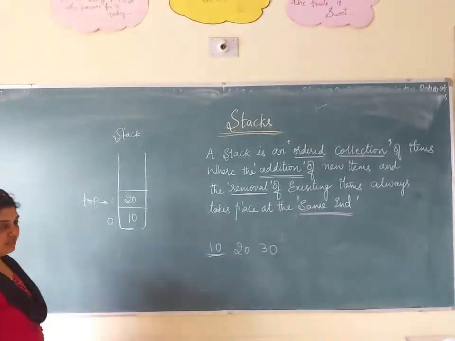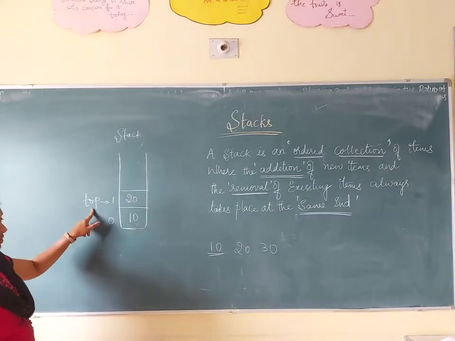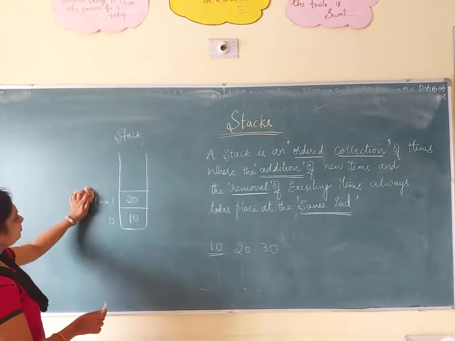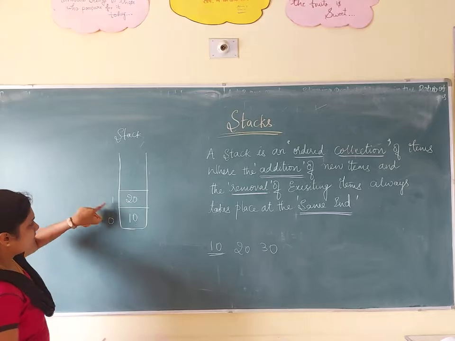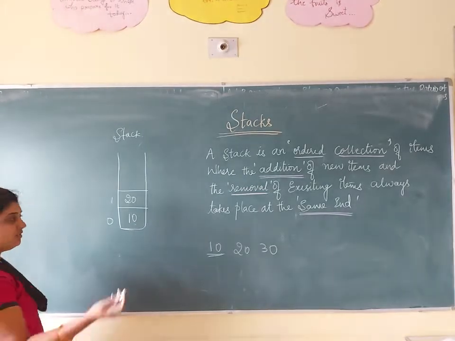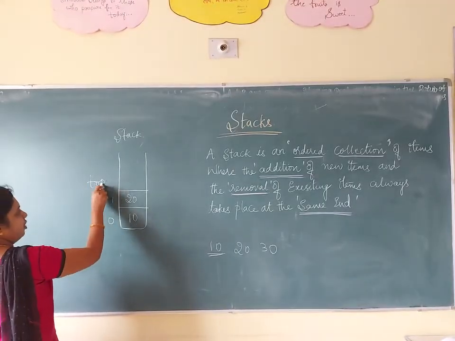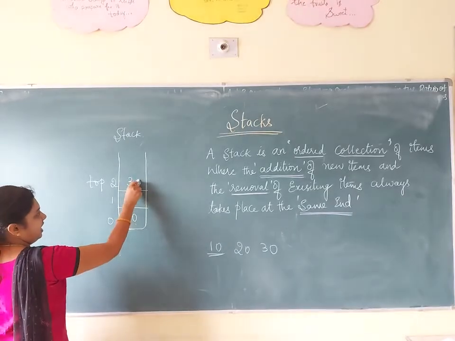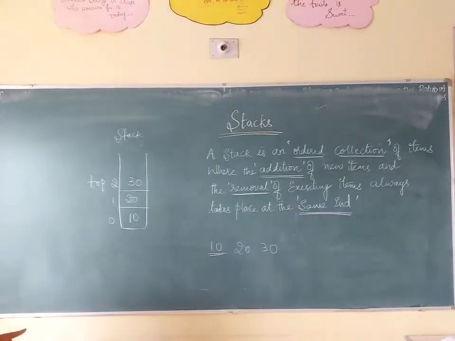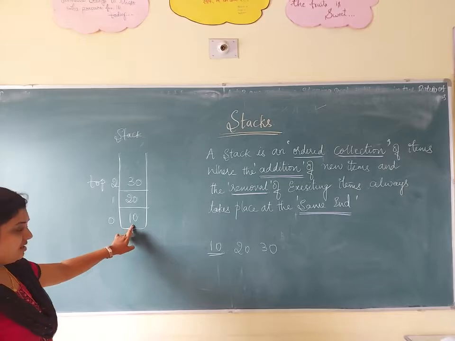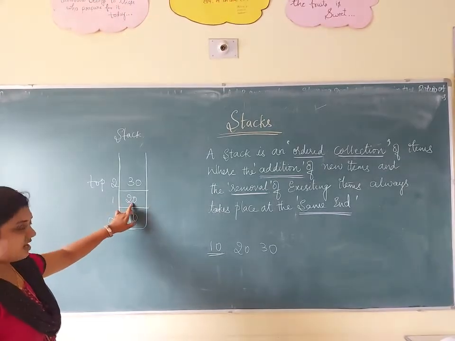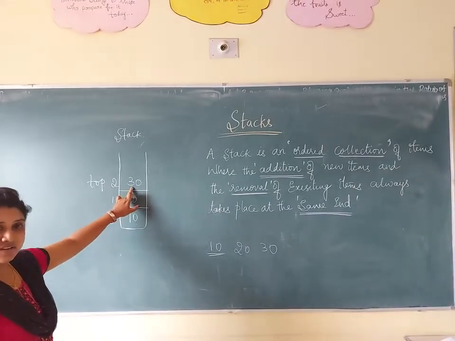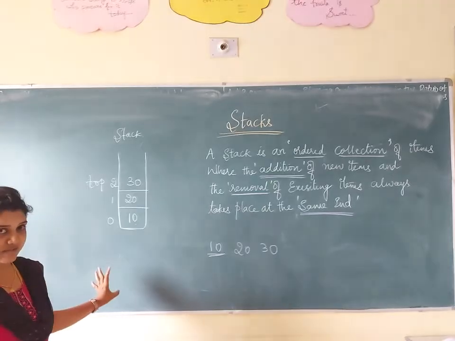Then again one more element I am having, 30. I want to insert 30. What do you have to do? You have to increment top. So top is pointing to 1. 1 plus 1, it will become what? 2. Now top is pointing to 2. I have inserted item 30. So which is my first element? 10 I have inserted, 20 I have inserted, 30 I have inserted. So total 3 elements I have inserted.